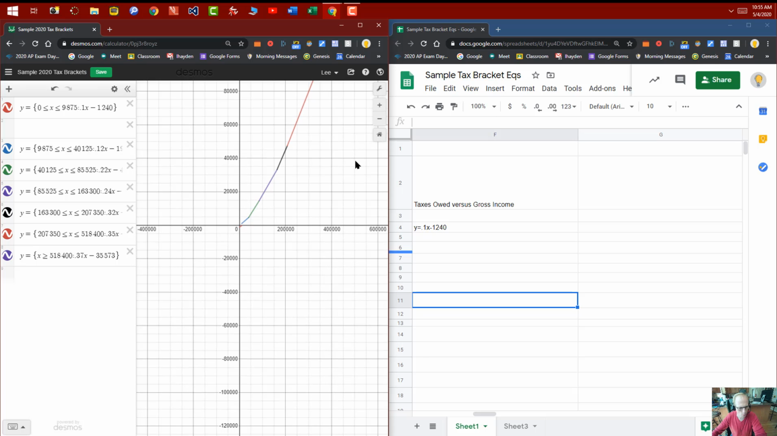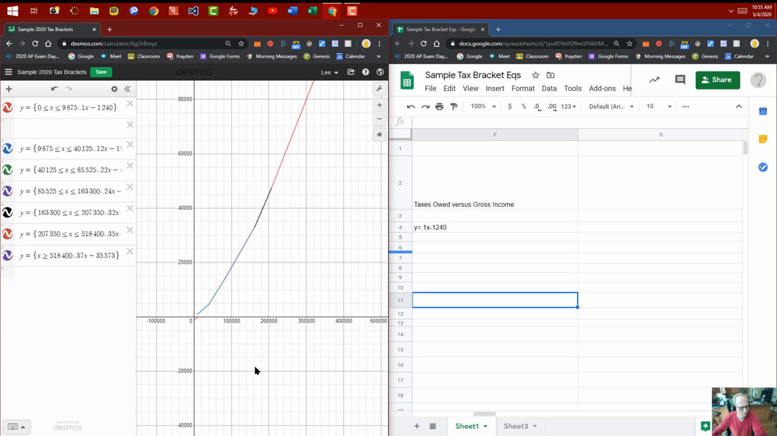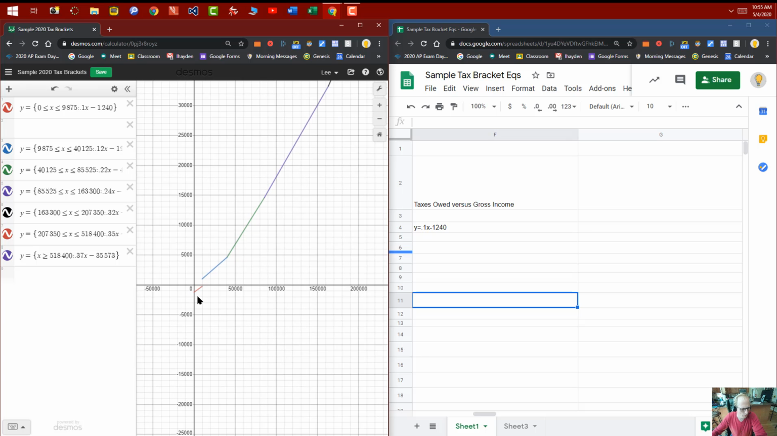Okay, now the problem is that's the red equation, but why is it down here? Well, it turns out not only do we have to adjust the equation, we also have to adjust the range of where that equation is applicable. So instead of between 0 and 9875, it's going to be applicable between gross income of 12,400, and then I would add 12,400 to 9875.